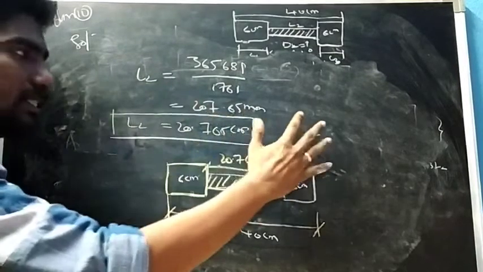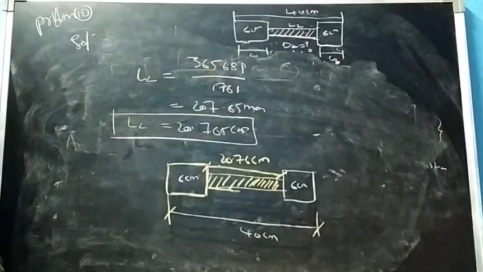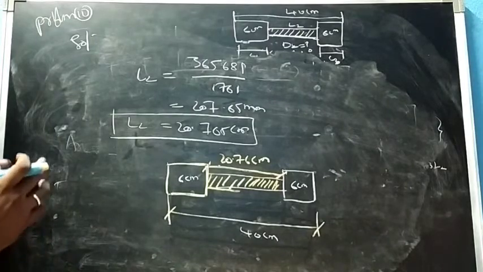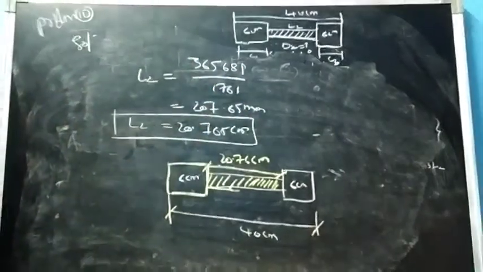In the next lecture we'll see the principle of superposition, and we'll do problems on the principle of superposition and how a bar is having different cross sections and different axial loads, right?